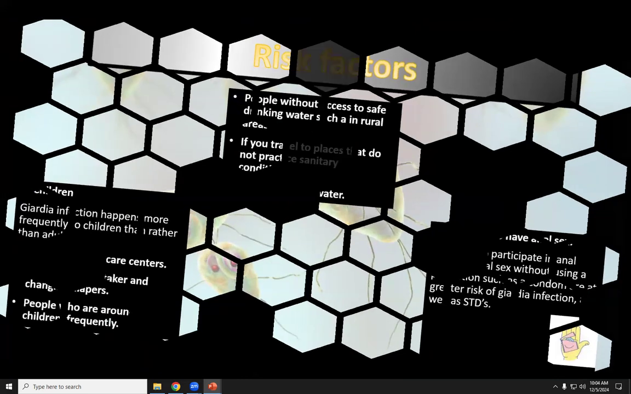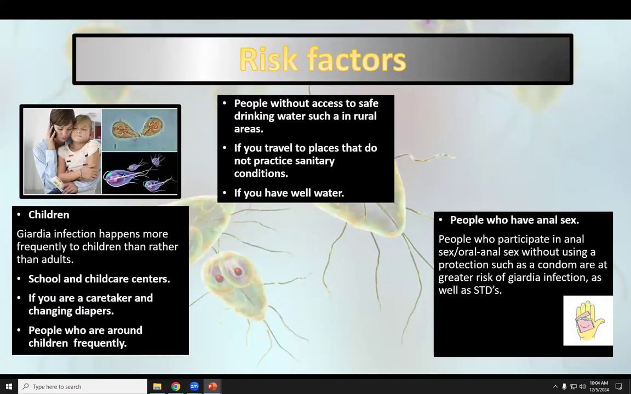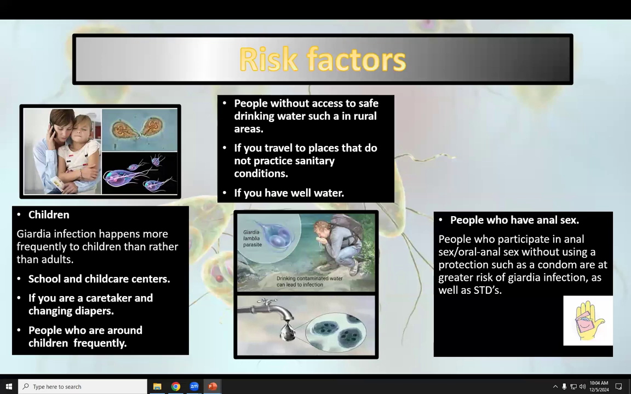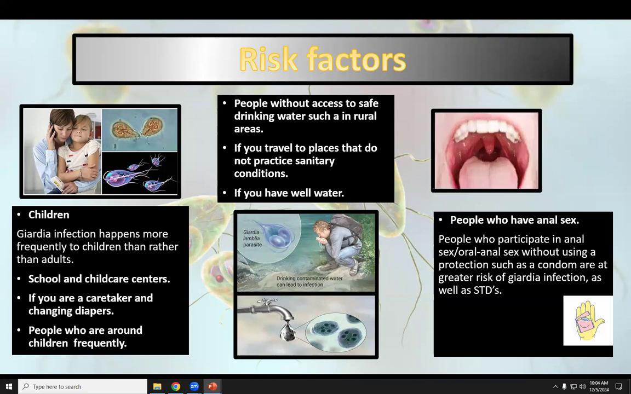But okay, risk factors are children, and if you're a caretaker, especially if you're wiping babies' bottoms or in a healthcare setting where you have to help wipe people. People are also at risk if you don't have safe drinking water or if you travel to places that don't have sanitary conditions or well water. I have a well at my house, so I get bottles of water. So it makes me nervous for showers, I guess. And then also people who have anal-oral sex are at risk of getting it.